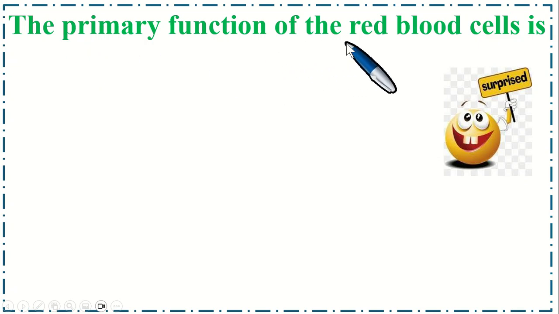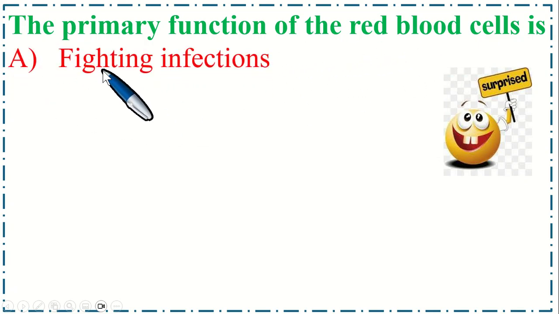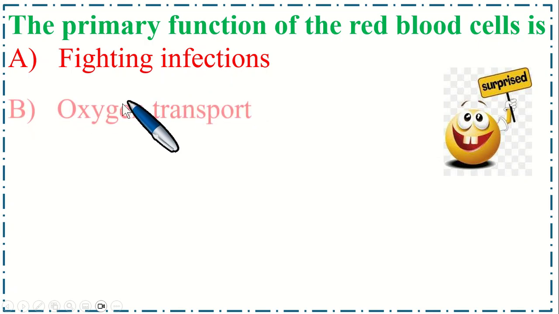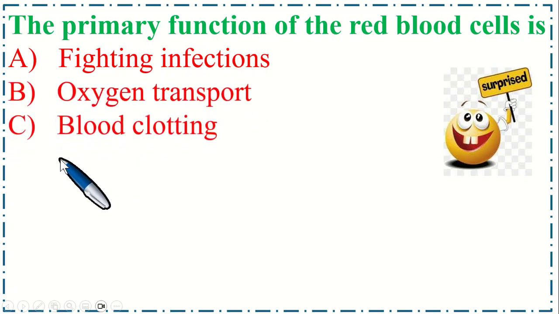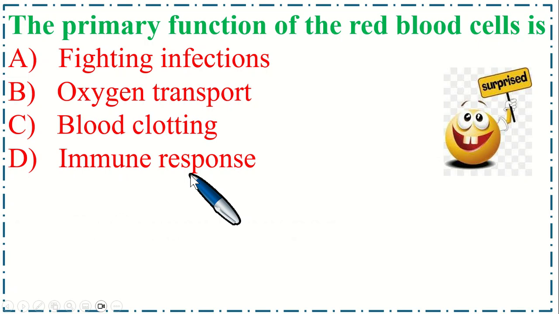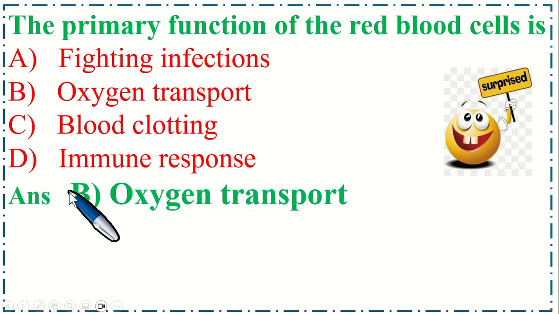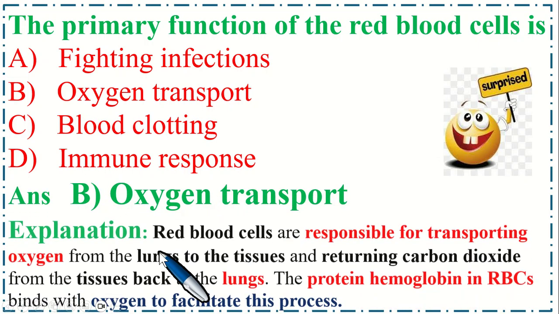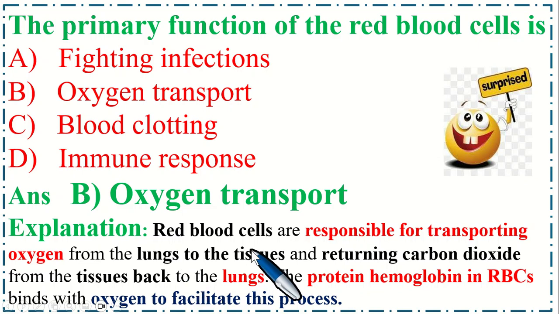The primary function of the red blood cell is option A fighting infections, B oxygen transport, C blood clotting, and option D immune response. So the correct option is B oxygen transport. Red blood cells are responsible for transporting oxygen from the lungs to the tissues and returning carbon dioxide from the tissues back to the lungs. The protein hemoglobin in red blood cells binds with oxygen to facilitate this process.